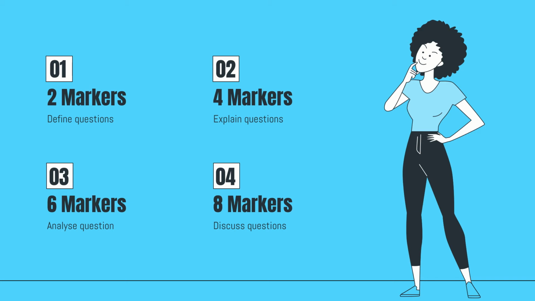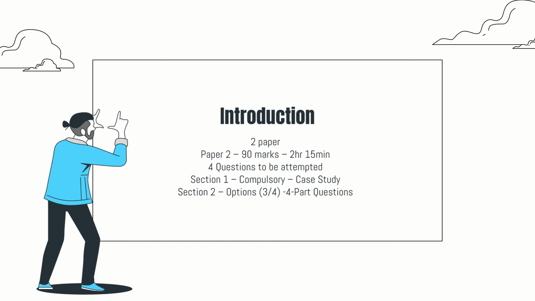So we have four parts to this. Two markers, four markers, six markers, and eight markers that we need to solve. Two markers are basically more of define and identify questions. Four markers are explain questions. Six markers, you need to analyze a situation, and discuss is where you have an argumentative answer. All right, let's just recap this.